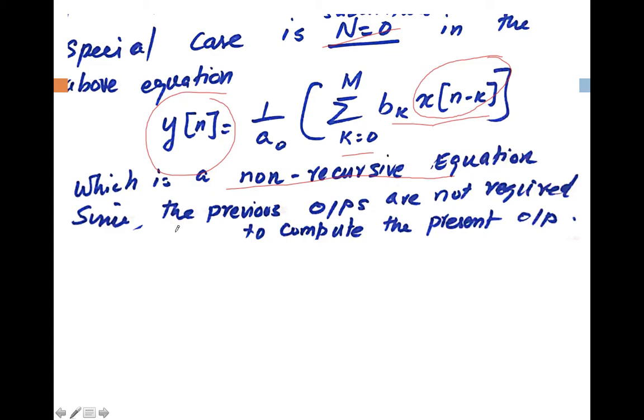Here the previous outputs are not required to compute the present output. So we don't require any feedback or previous output to determine the current output of the system. Hence, we can conclude that recursive means the system depends upon previous output. Non-recursive means the system depends purely on present and past input, and it does not depend on previous output.